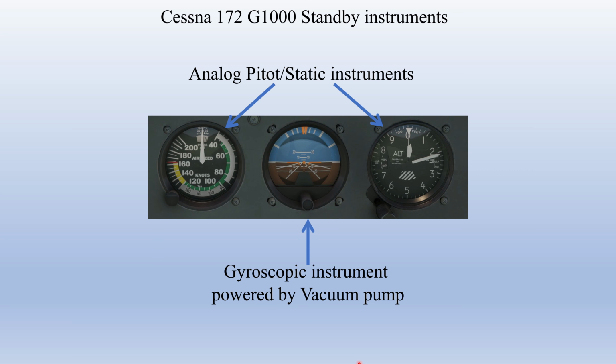The gyroscopic instrument, the attitude indicator, the gyroscope is spun by the air from the vacuum pump. That's actually the only thing that the vacuum system does on the Cessna 172 with the G1000 panel: provide the air to spin this instrument. So if you lose the vacuum system, this is the only instrument that you will lose. And again, since that is attached to the engine, even if you lose all electrics, you'll still have this instrument even with no power. The vacuum pump will still run and you'll still have that attitude indicator.